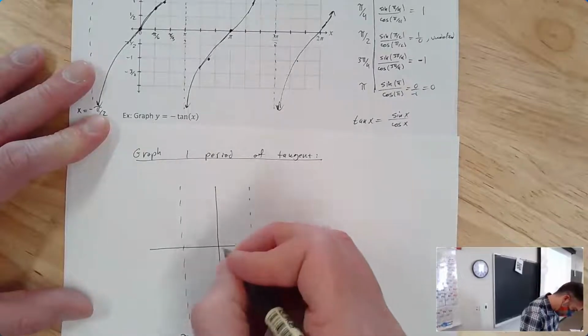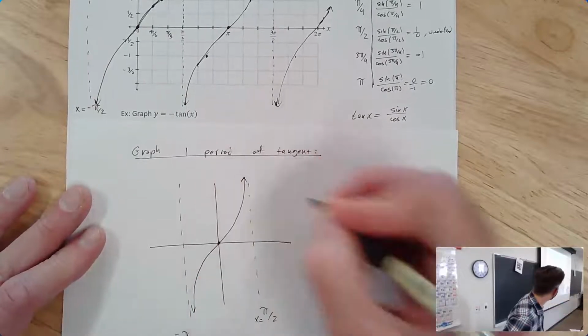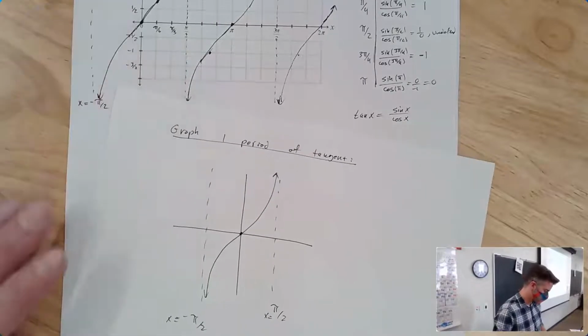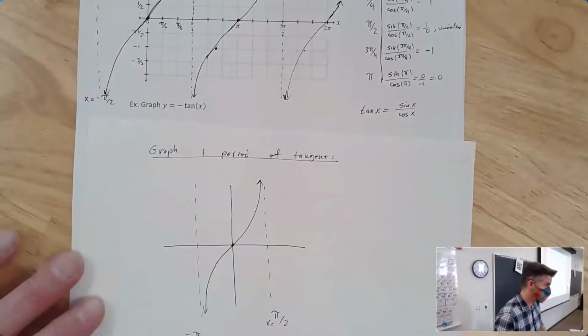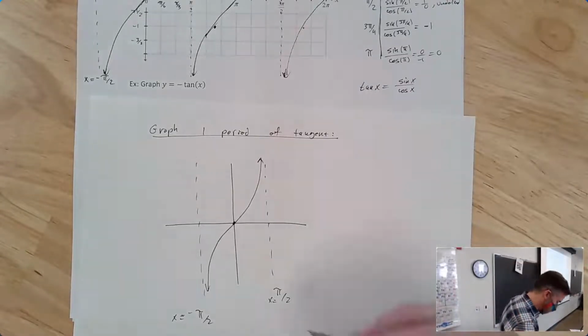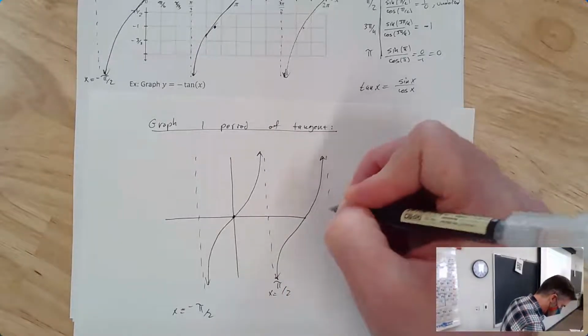Make sure I hit the origin, and that's kind of about it. There's one period of tangent, and it's a little crooked. Sometimes your graphs are crooked. It's all right. And then you could draw more, right? It keeps going on and on and on, but we don't need any more of it.